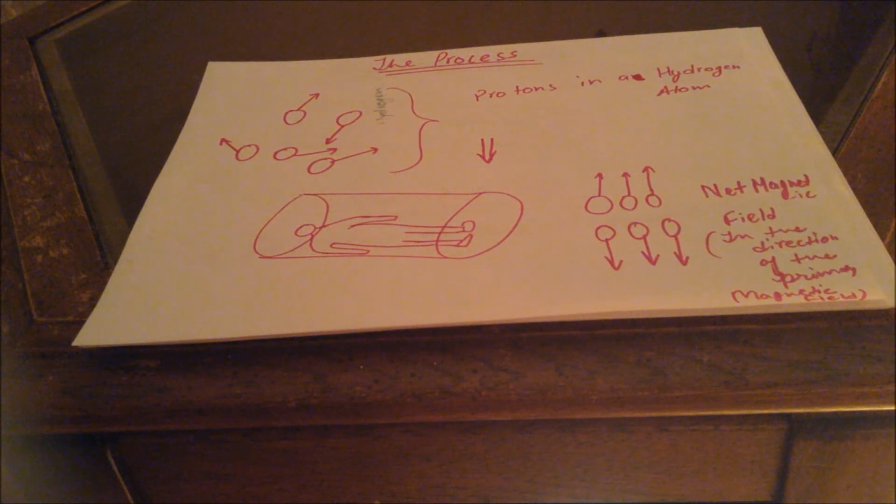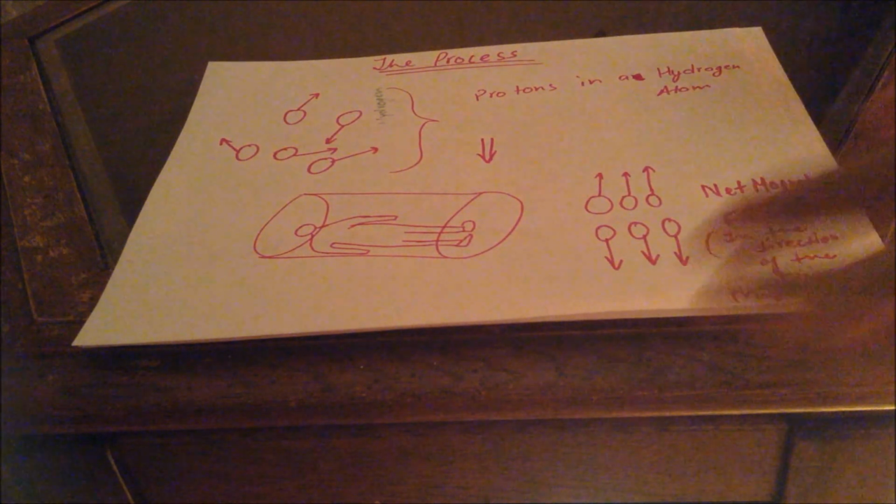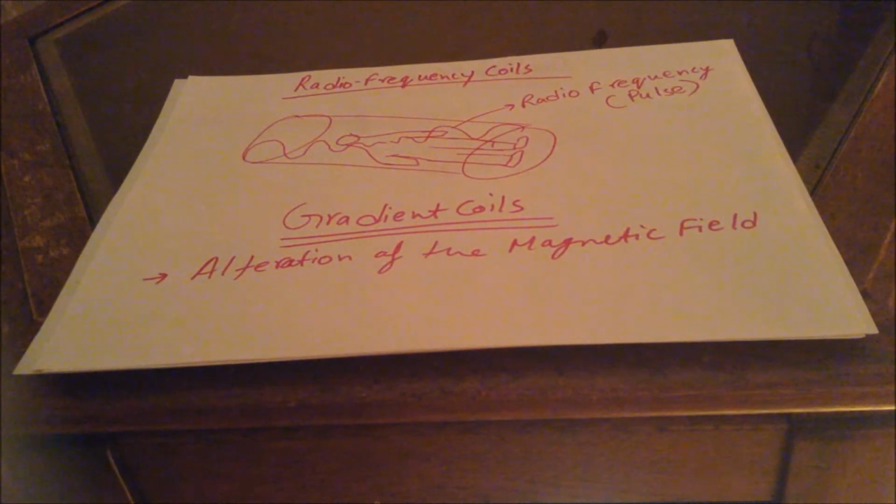However, once the patient gets inside the scanner, the superconducting magnets produce a stable magnetic field, as we said, between 1.5 Tesla and 3 Tesla, which causes those atoms to either align in the direction of the magnetic field or in the opposite direction. Then the radio frequency coils come in and produce a radio frequency pulse. As you can see, that causes those anti-aligned atoms to face in the direction of the magnetic field.